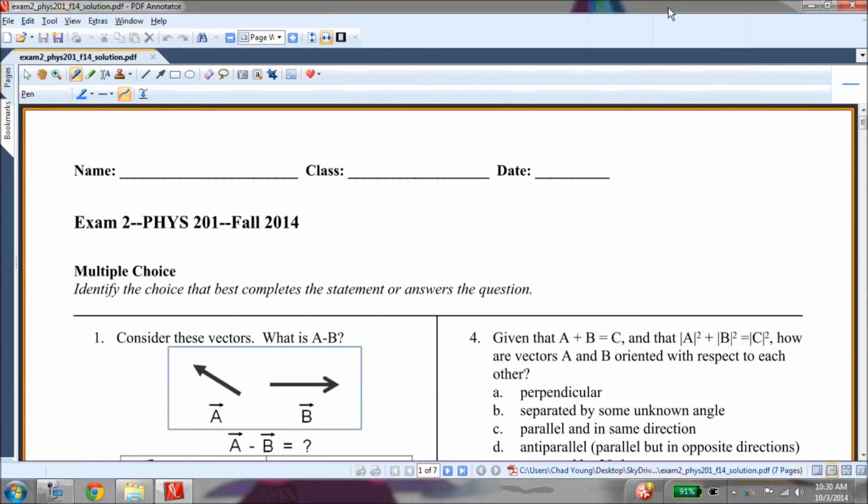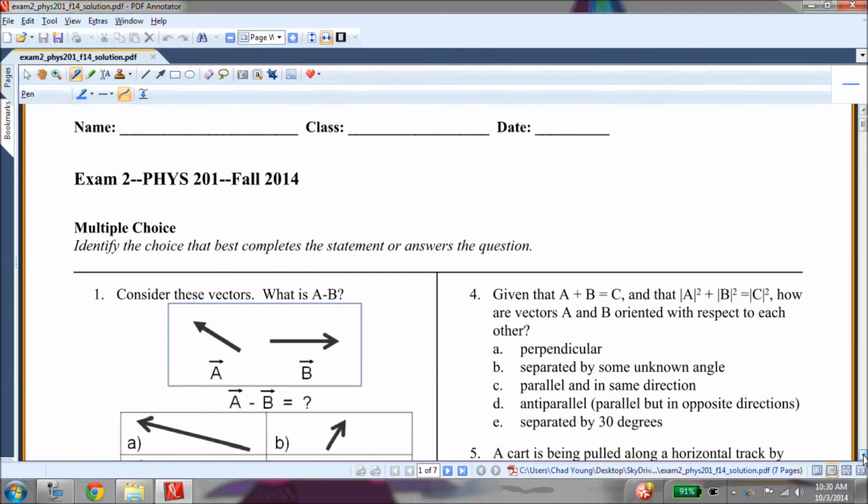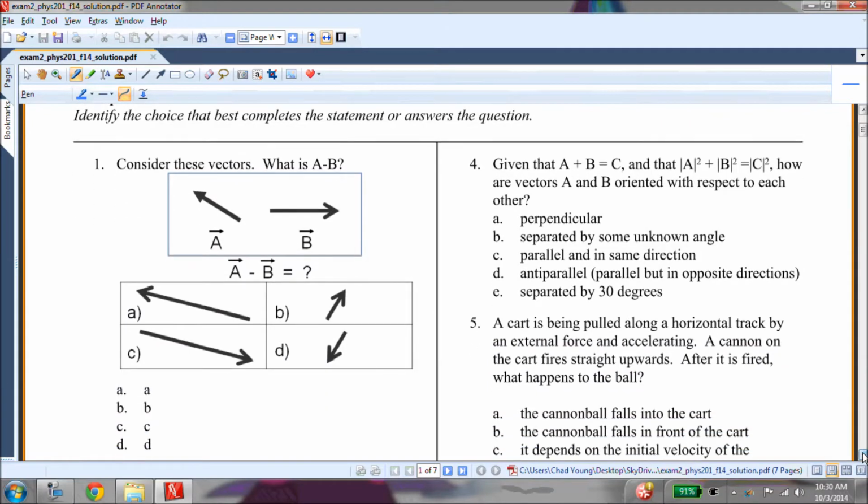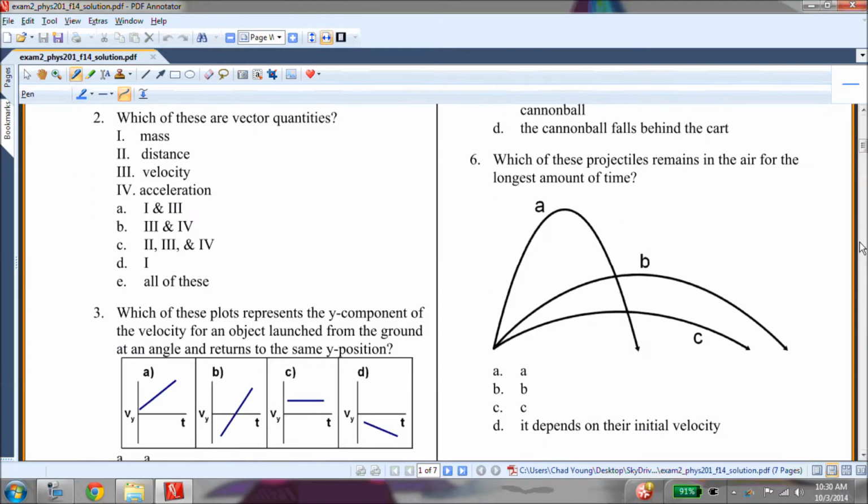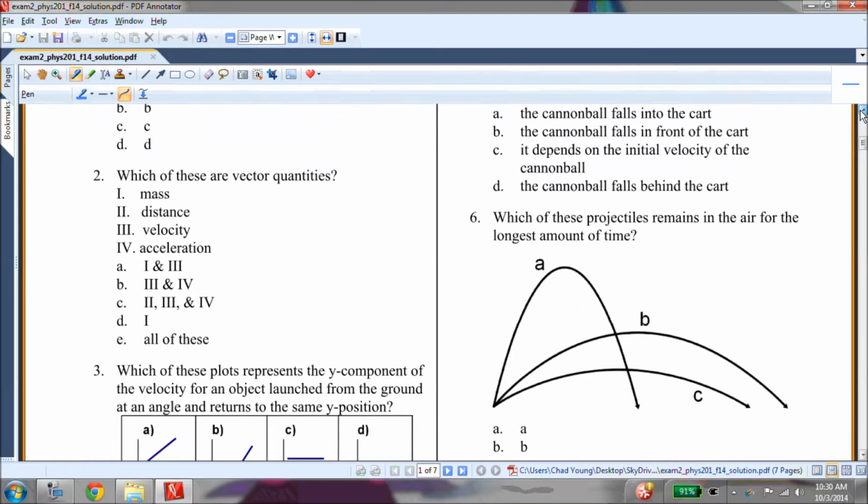Okay, this is exam 2 for physics 201, fall 2014. In the multiple choice here, it just had 14 questions instead of the 15, but it still counted 30 points. So I sort of had that 2-point curve built in. Let's start with number 1.